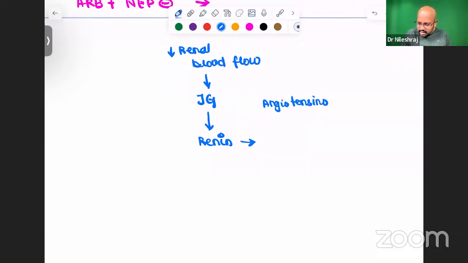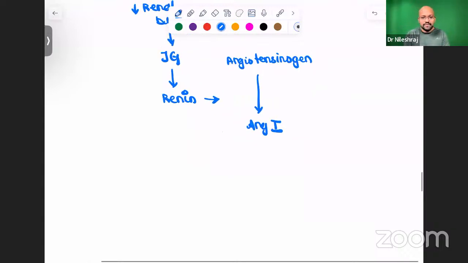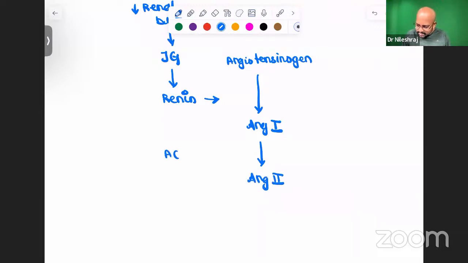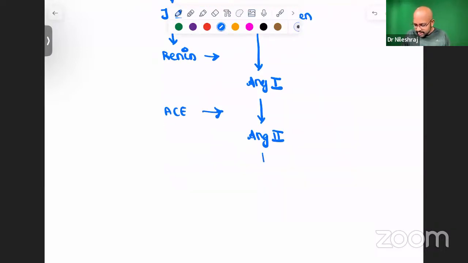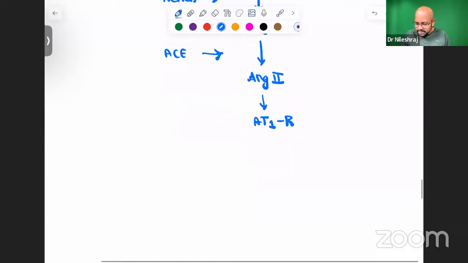Because of the release of renin, angiotensinogen will be converted to angiotensin 1. Angiotensin 1 in turn will be converted to angiotensin 2 by angiotensin converting enzyme. This angiotensin 2 in turn will interact with its receptor called the AT1 receptor, which is responsible for sodium and water retention and vasoconstriction.